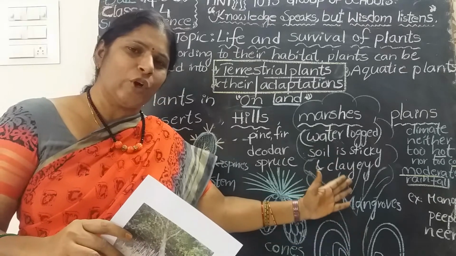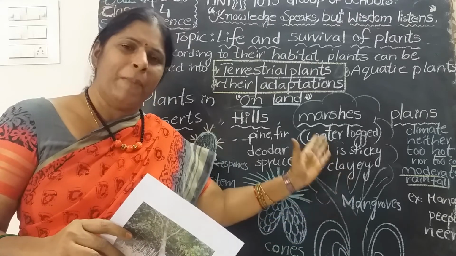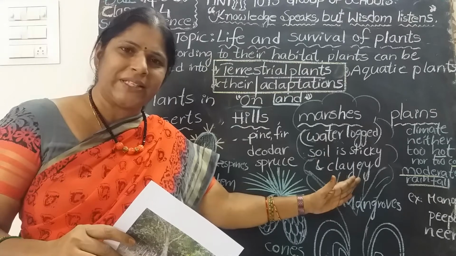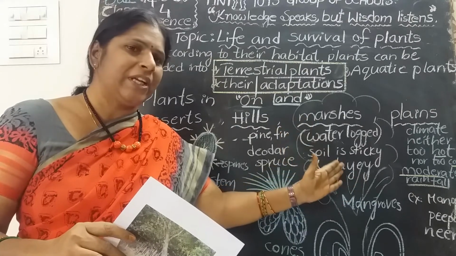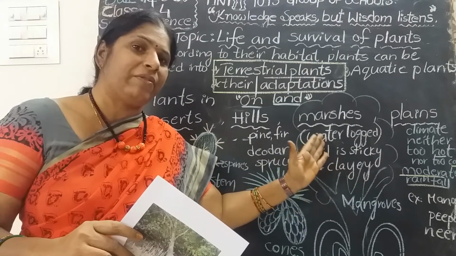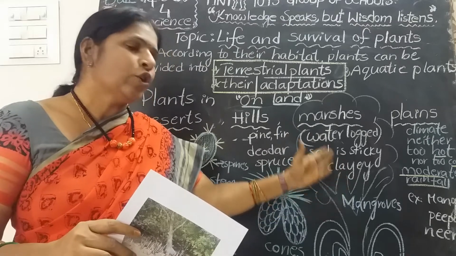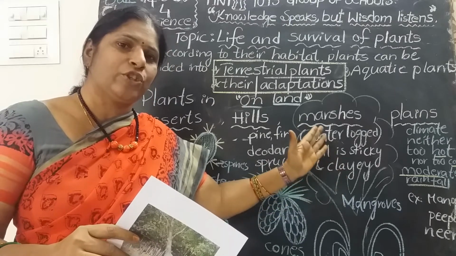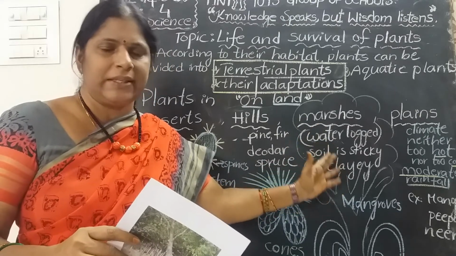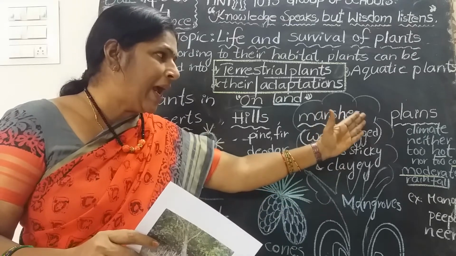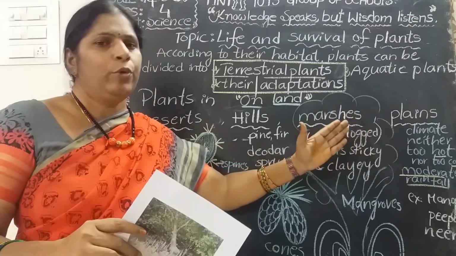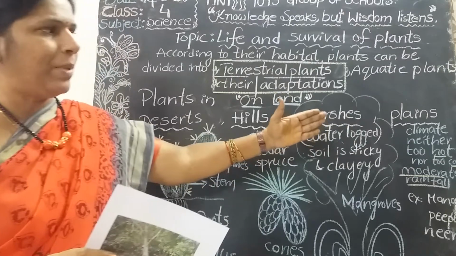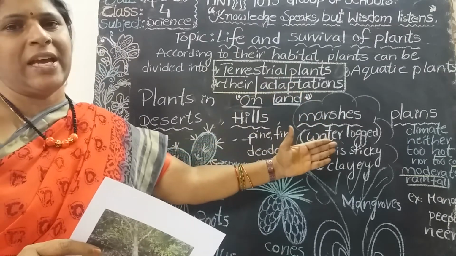So which trees grow in marshy places? Marshy means waterlogged places. Sundarban trees. Sundarban mangroves are very famous. So mangroves are the trees which grow in marshy places. Is it clear?